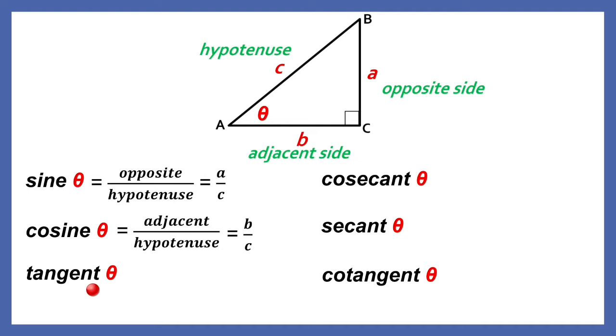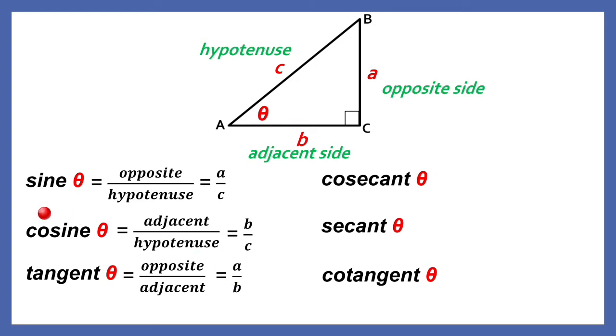For tangent theta, ang ginagamit natin is opposite over adjacent side. So, ito yung ating theta. Opposite is a and then adjacent side is b. Kaya meron tayong ratio na a over b. For the next 3 functions, ito naman ay mga reciprocal functions natin or inverse functions.